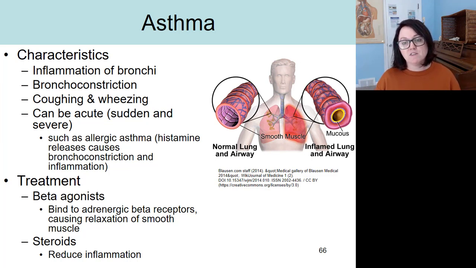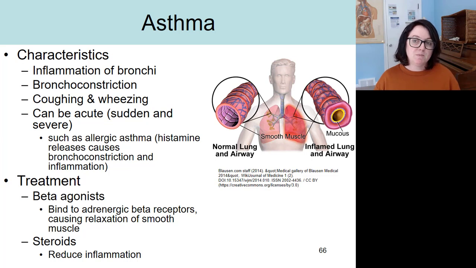Some forms of asthma are acute, meaning they're sudden and severe. So an example of acute asthma would be allergic asthma. So if someone has an asthma attack due to an allergen, what's happening is we're getting a lot of histamine being released, causing lots of bronchoconstriction and lots of inflammation. Some forms of asthma are more chronic, and both can often be treated in similar ways.